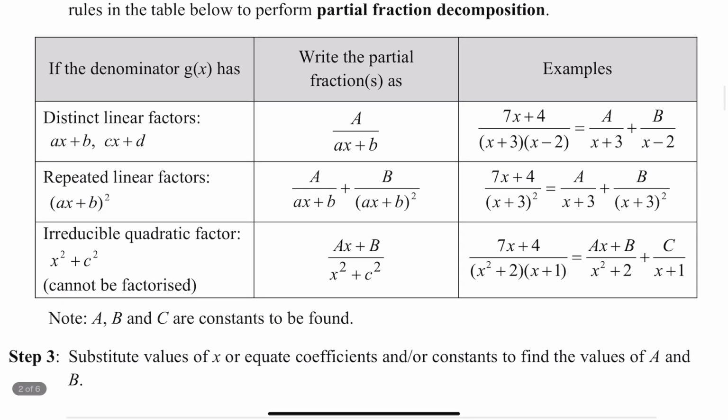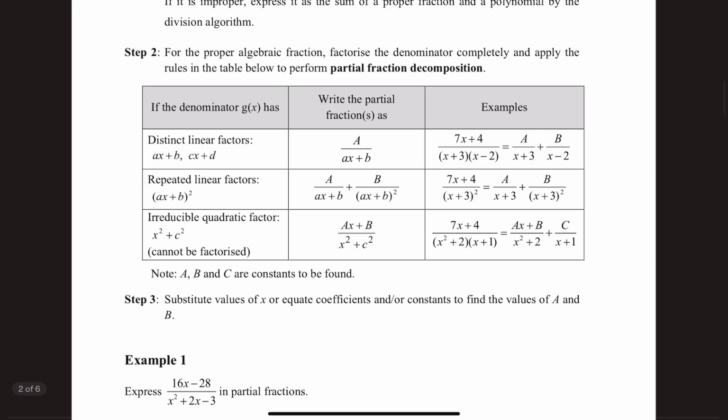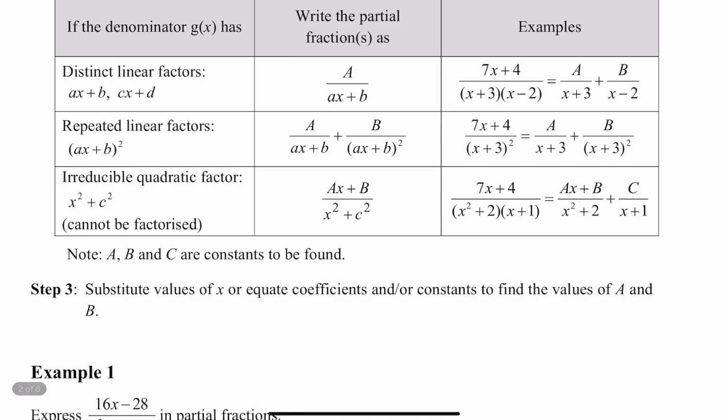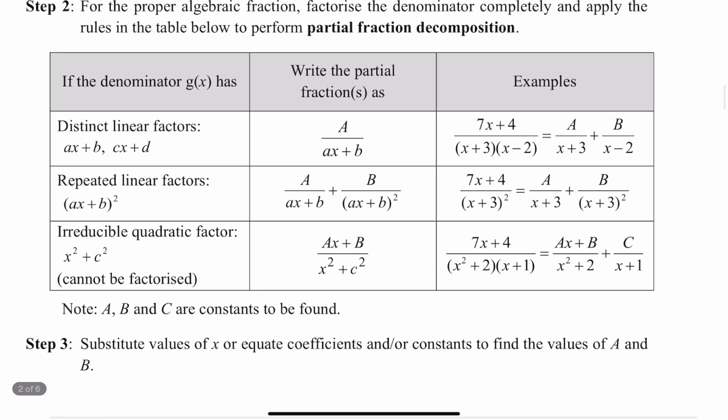If the denominator is an irreducible quadratic factor, let's say x squared plus c squared, where irreducible means it cannot be factorized, then I'll write the partial fraction as Ax plus B over the irreducible quadratic factor. This might be confusing, so let's illustrate this through example 1. After step 2, once we have broken down the fraction into its partial fractions, you substitute values of x and find the values of A and B respectively.